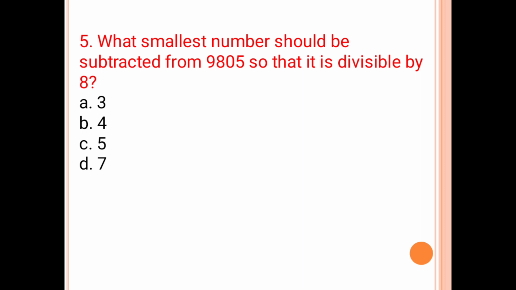Suppose we take the last 3 digits, 805. If we divide it by 8, what is the remainder? 5. So if we subtract 5 from the given number, we directly get a number divisible by 8. 9805 minus 5, we get 9800. That number is divisible by 8. So 5 is the smallest number we want to subtract from this.